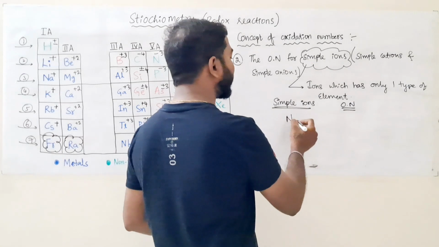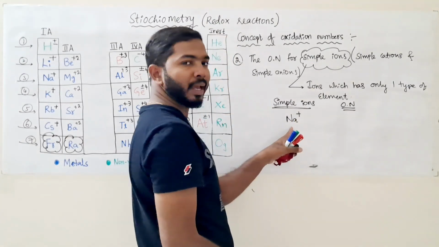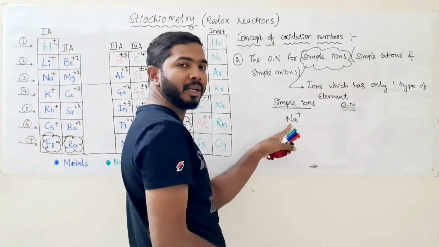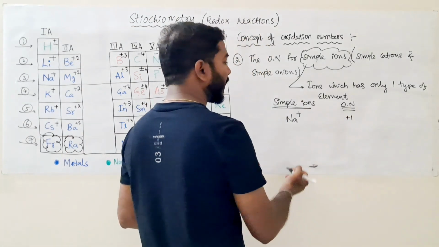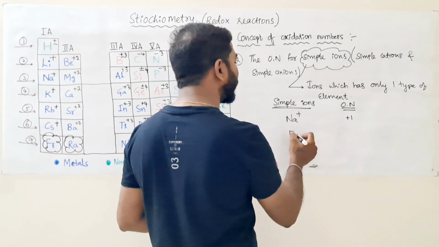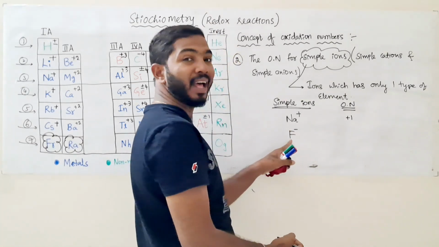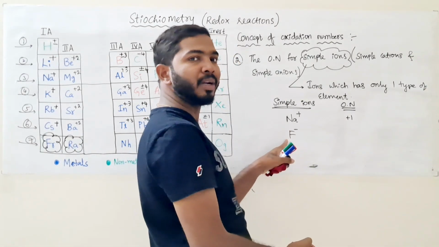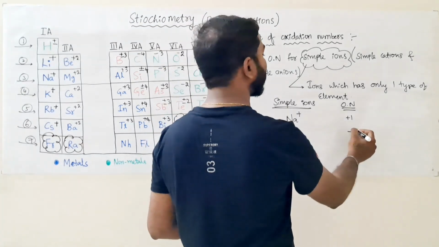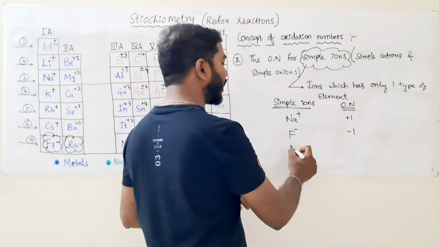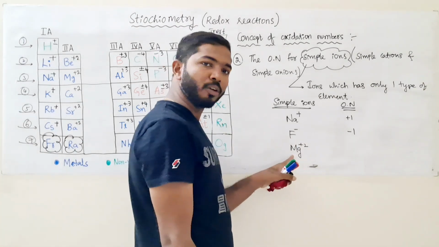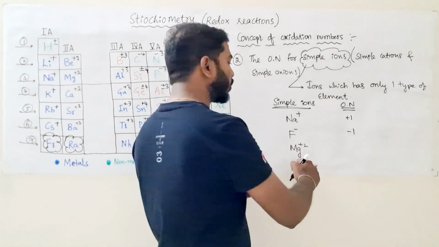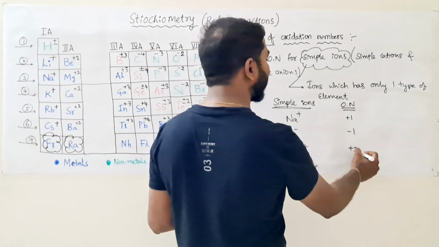If you think about Na plus, it is a simple cation because only one type of element is present in this. So its oxidation number is +1. Okay, and then next if we move with F minus, it is a simple anion because only one type of element is present. So its oxidation number is -1. Similarly, magnesium +2, it is a simple cation because only one type of element is there. So it's directly equal to its charge.